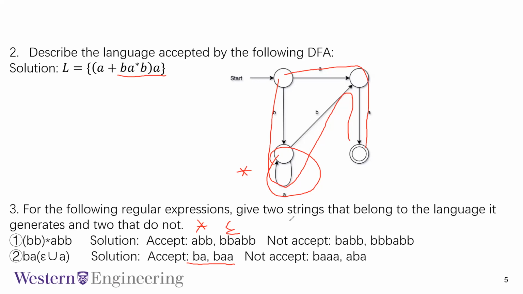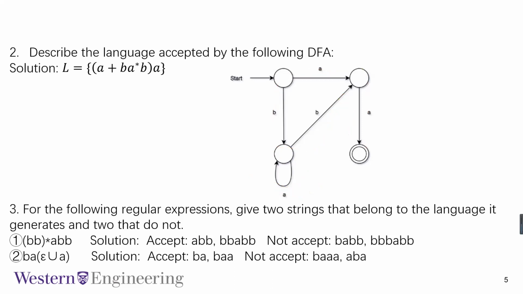Yes, because the Bs appear in pairs, so the number of Bs in front of A is always even. Okay, I see. Yeah, that makes sense. Okay. Any other questions? If no, let's move to the next one.